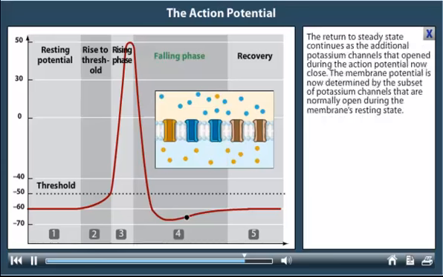The return to steady state continues as the additional potassium channels that opened during the action potential now close. The membrane potential is now determined by the subset of potassium channels that are normally open during the membrane's resting state.